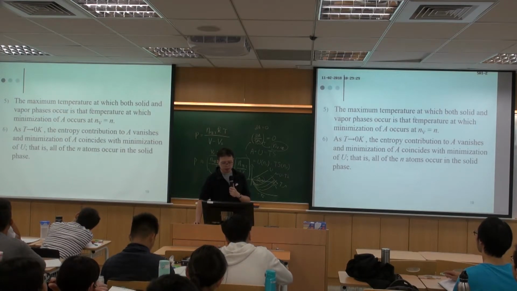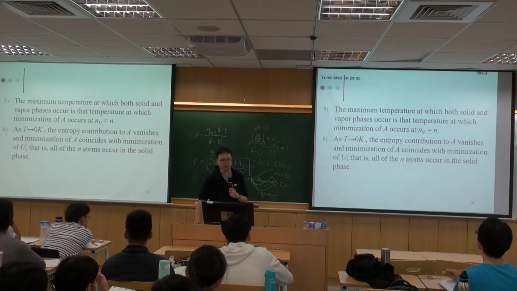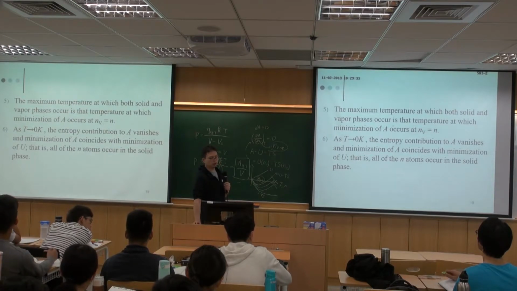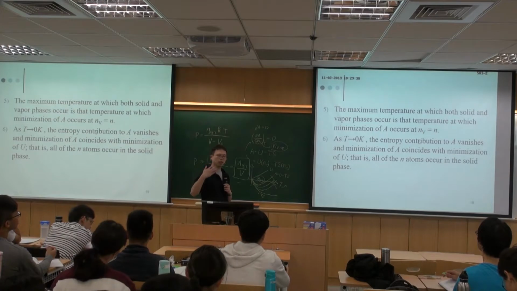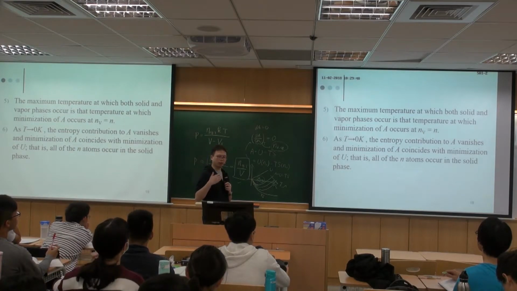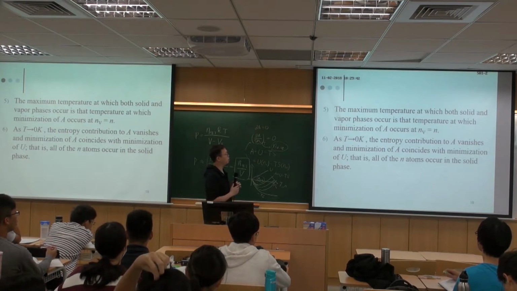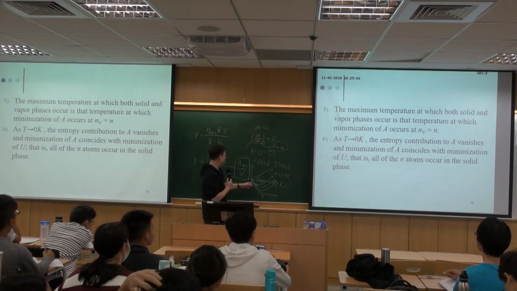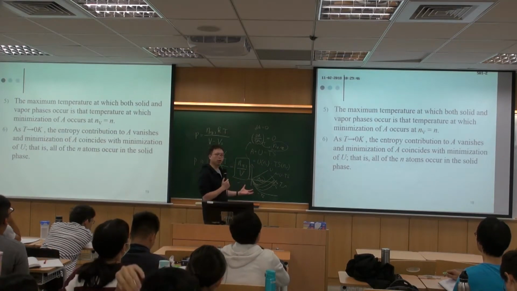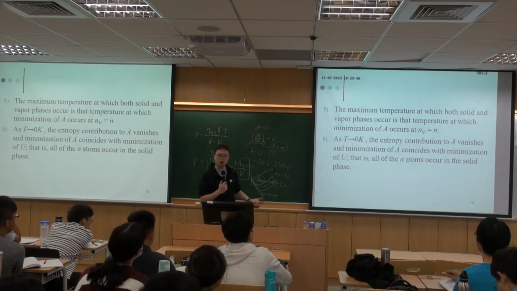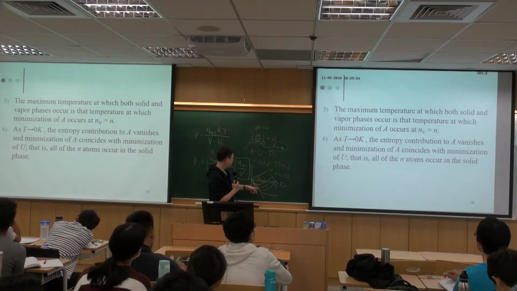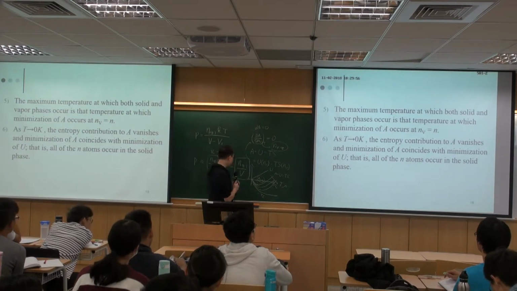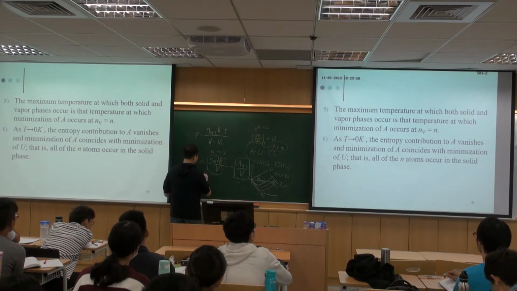And the maximum temperature at which both solid and vapor phases occur is that temperature at which minimization of A occurs at M_V equal to N. So there's a maximum temperature that you can go up to, because once all the particles are in the vapor phase, there's no further increase in the number of vapor phase particles, right? So this cannot go to infinity, right?